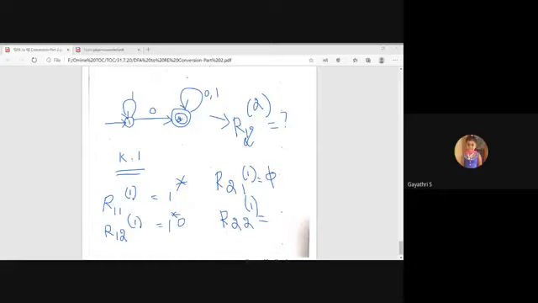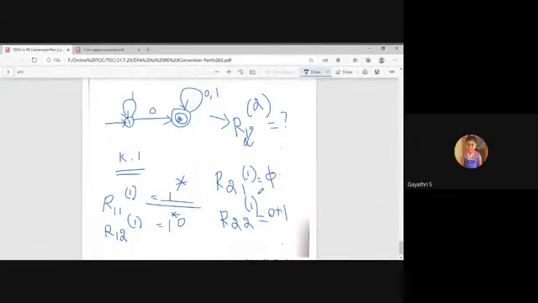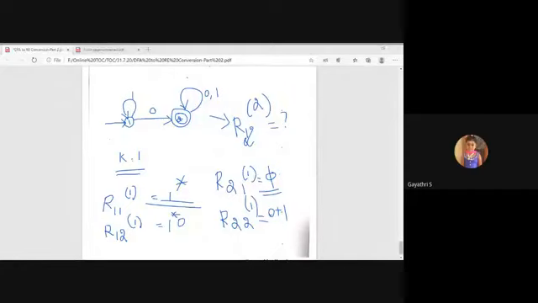Yes, 0 plus 1. Yes, epsilon plus 0 plus 1. So you have to add 0 plus 1, right? Yes, that's enough. So k equal to 2 means again the same four cases are there: R11 of 2, R12 of 2, R21 of 2, R22 of 2. So these are the last cases. I think that is almost enough. Is there any doubt?